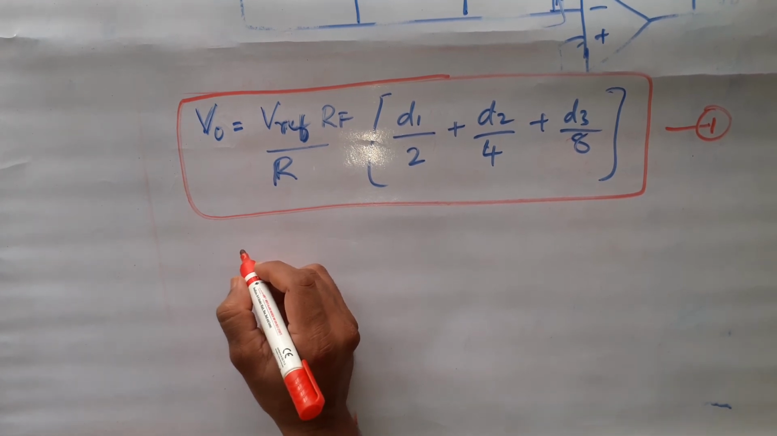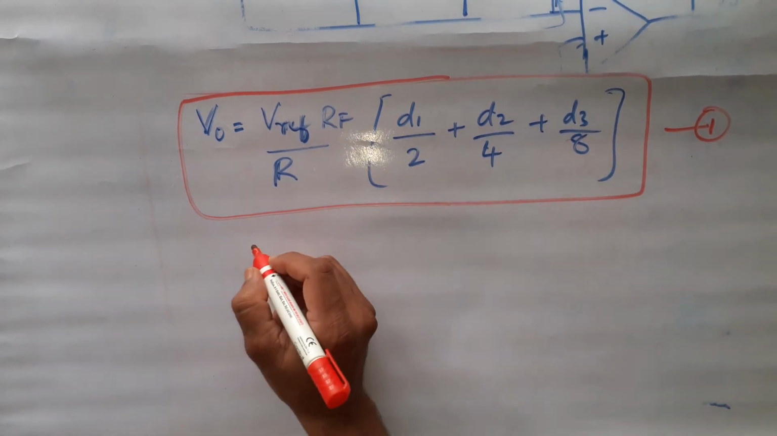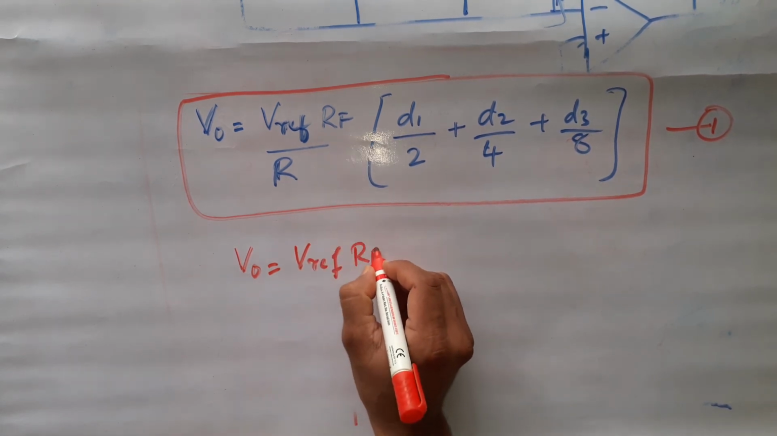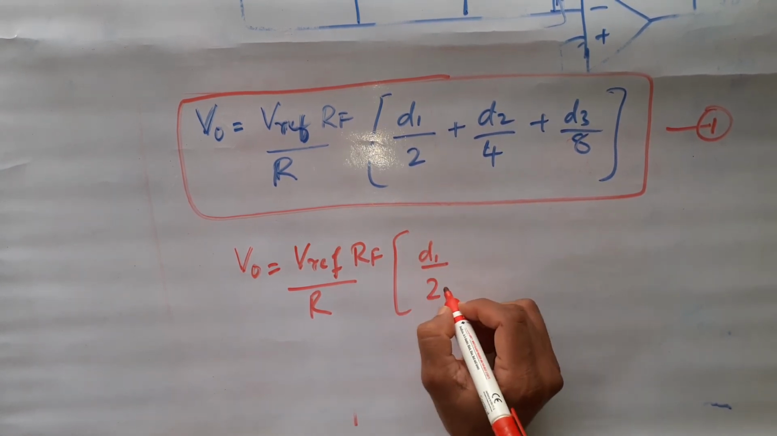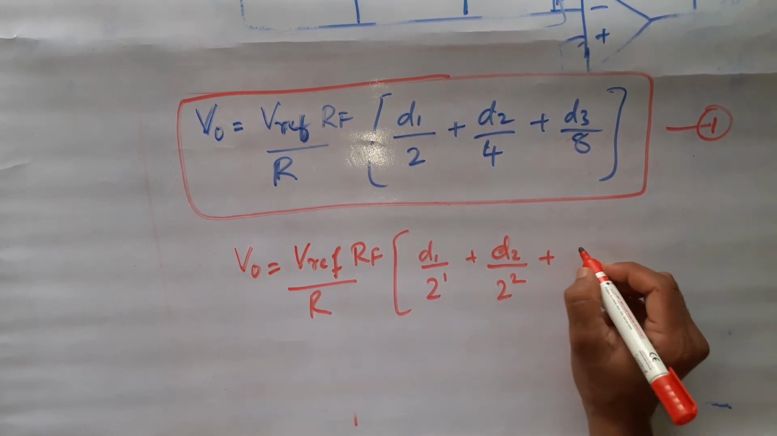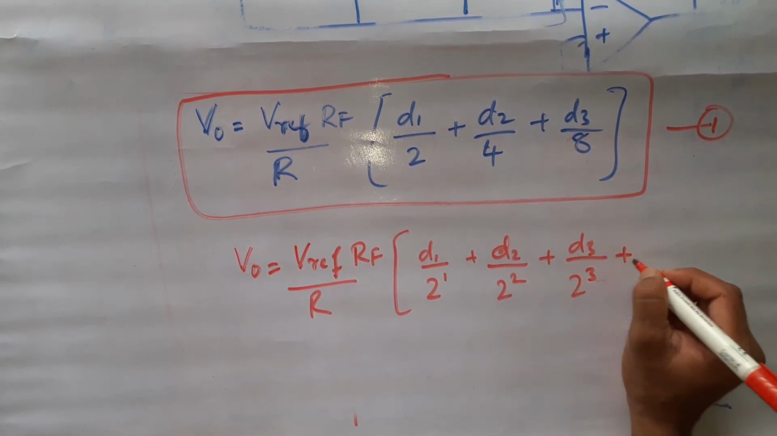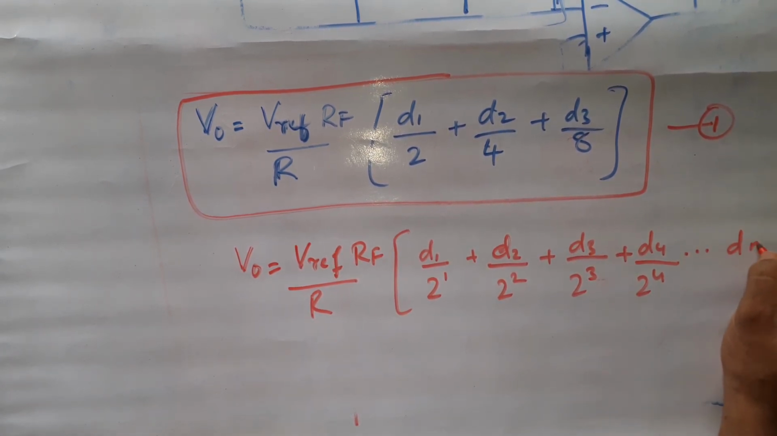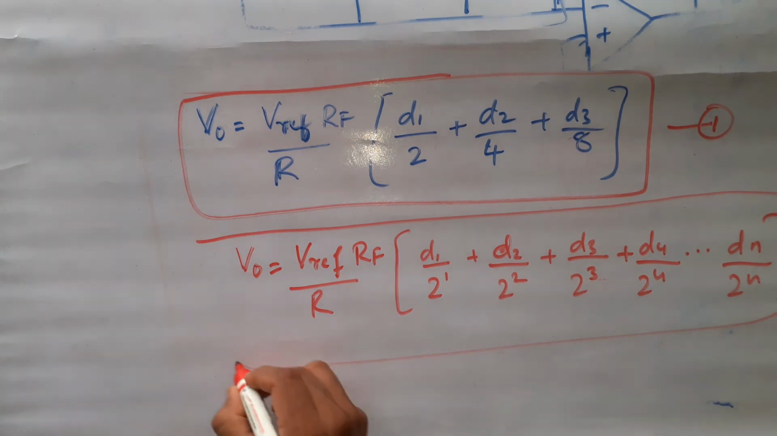Now for n bit, this is for 3 bit, right? If there are n number of bits, the same equation can be rewritten as output voltage equal to V reference RF divided by R equivalent into D1 by 2 raised to 1, plus D2 by 2 raised to 2, plus D3 by 2 raised to 3, plus D4 by 2 raised to 4. This goes on till Dn by 2 raised to n. This is your final equation.